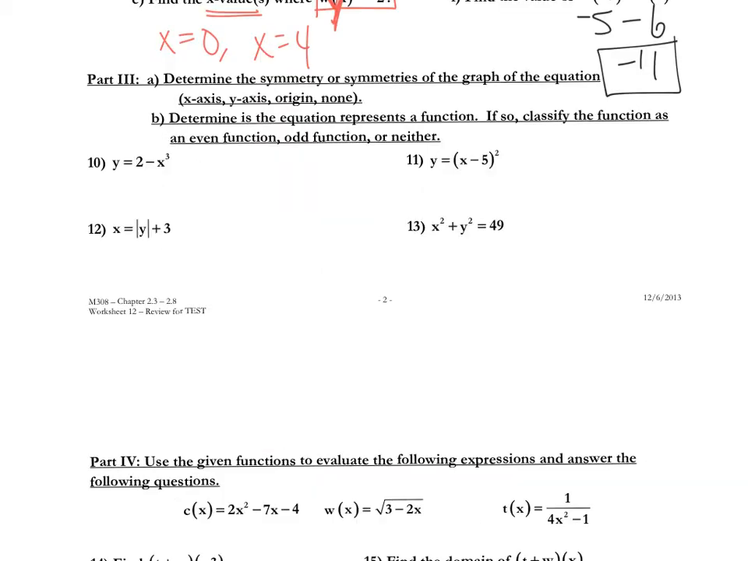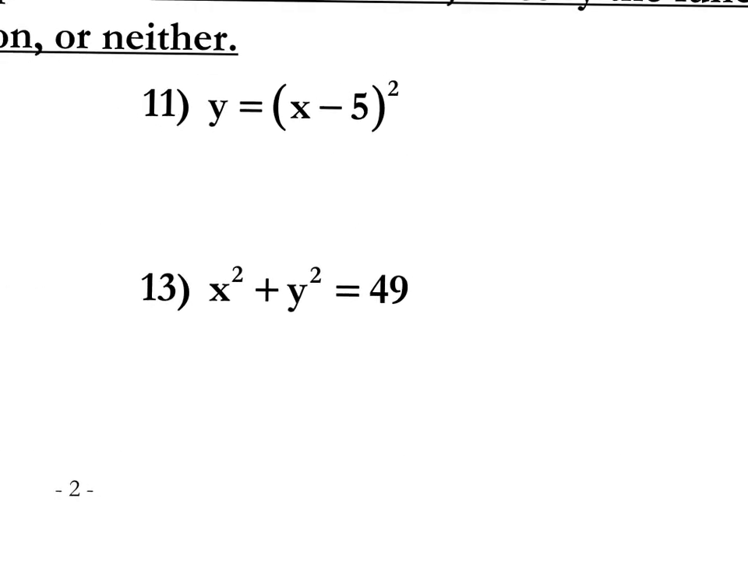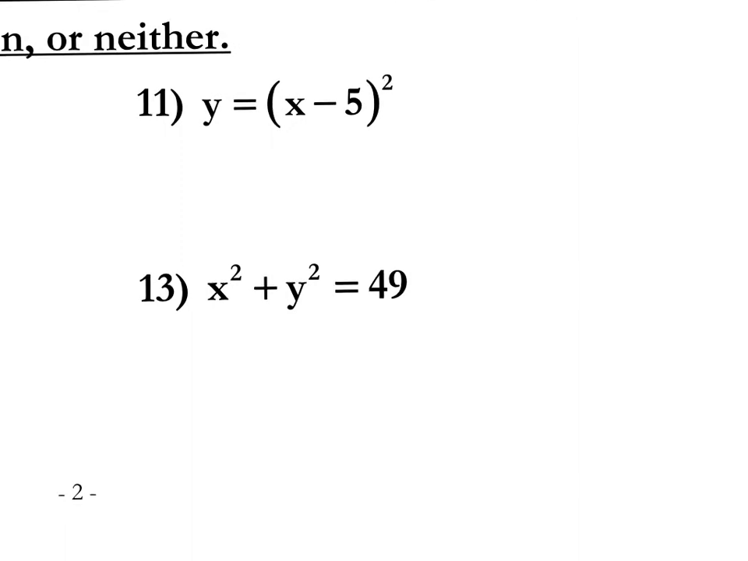Alright, let's talk a little bit about the x-axis, y-axis, origin, symmetry, functions, that kind of thing. Let's see, for number 10, well, actually, let me talk about number 11 first. What I want you guys to think about for number 11 is, first of all, we're trying to determine symmetry. Second of all, then name the type of function if it is one. For number 11, you guys, don't make this harder than it has to be. You know what this graph looks like.